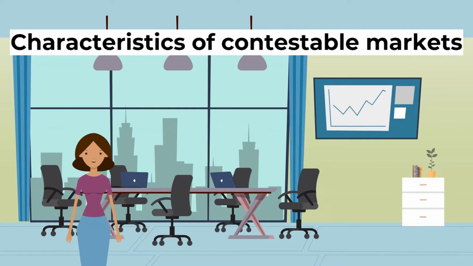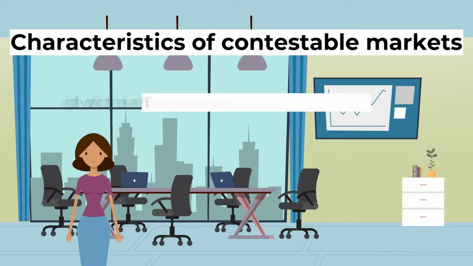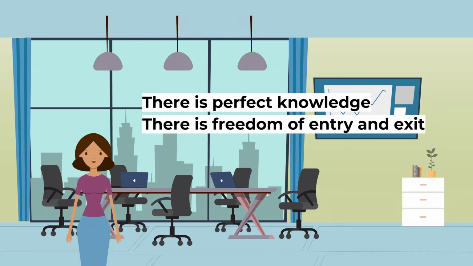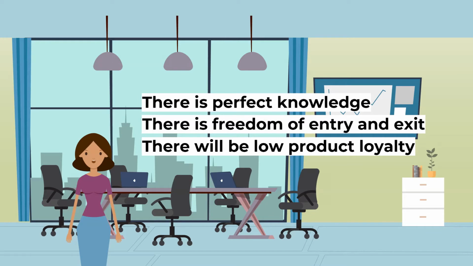So, what are the characteristics of contestable markets? Within a contestable market there is perfect knowledge, so if one firm is making abnormal profits, other firms will enter the market. There is freedom of entry and exit, meaning any firms can enter or leave the market. There will be a relative absence of sunk costs. Firms will be able to and have the legal right to use the best available technology, meaning their average cost curve will be the same as the original firms. There will be low product loyalty, meaning people don't consistently use one brand and are happy to switch if a new one enters the market.